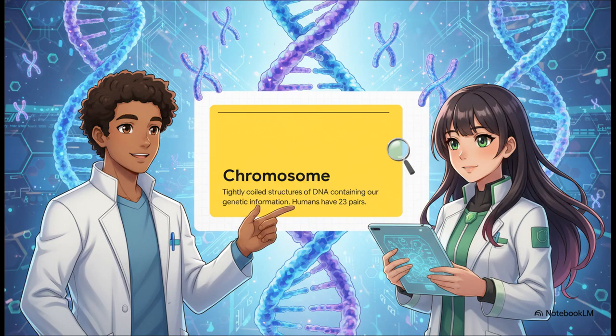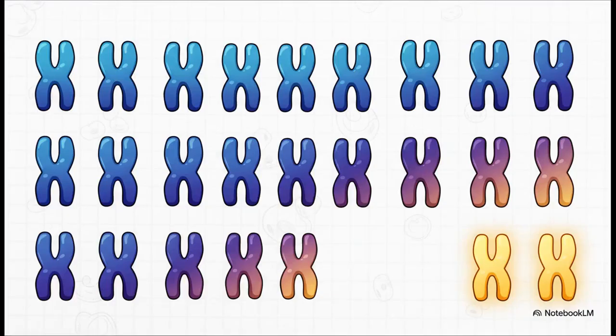Okay, picture this. Take all of your genetic info, every single instruction, and imagine it's wound up super tightly into these incredibly efficient little packages. We get 23 of these from each parent, which gives us those 23 pairs in total. And this right here, this is what that complete set of 46 looks like.